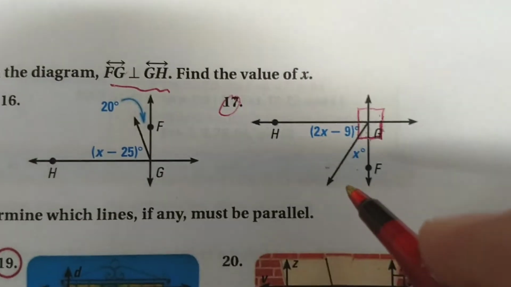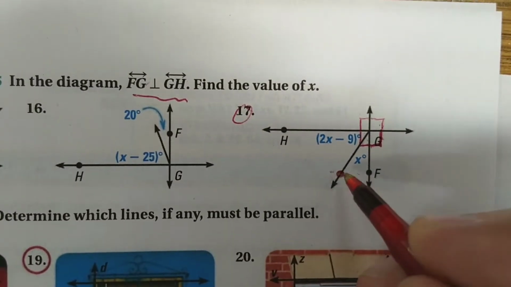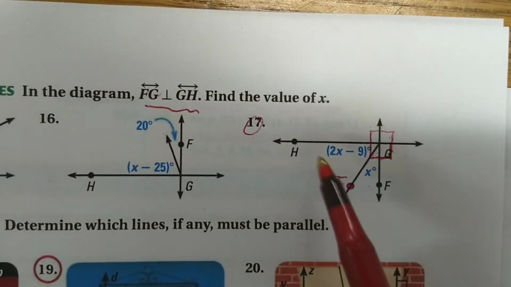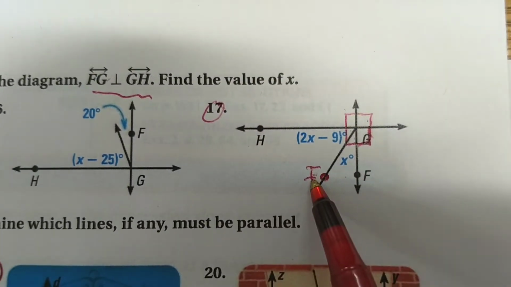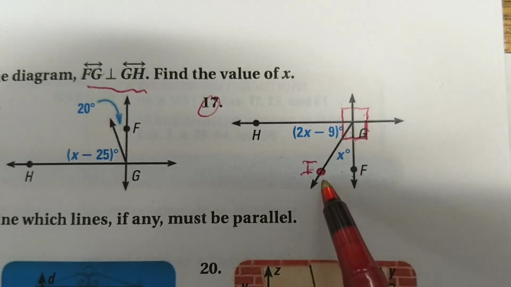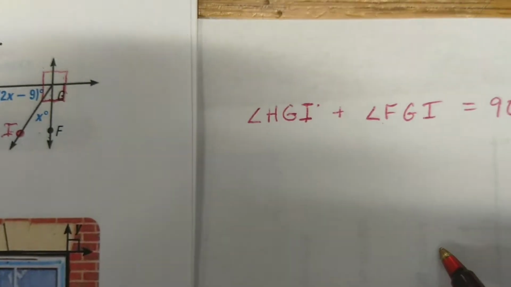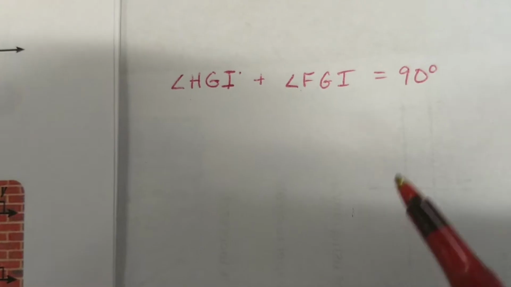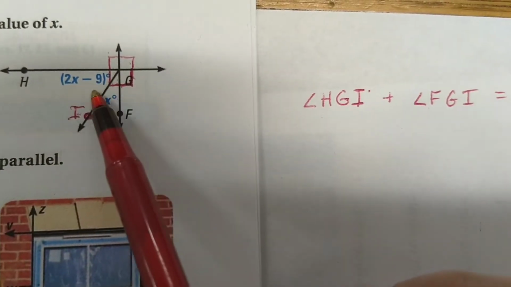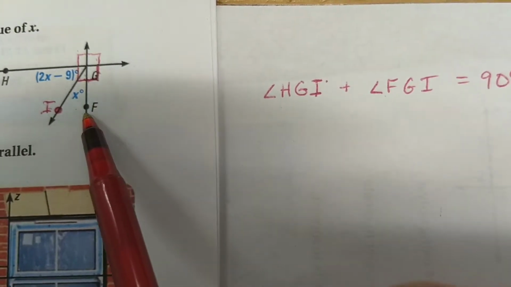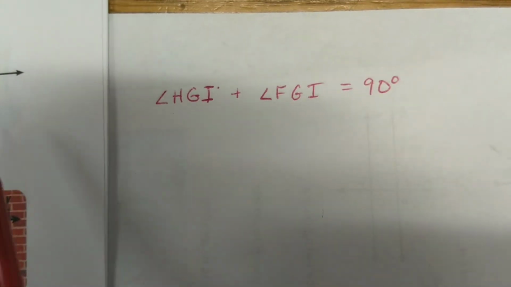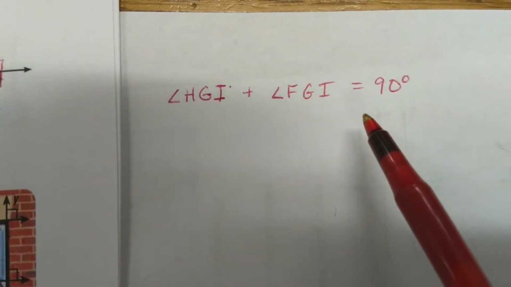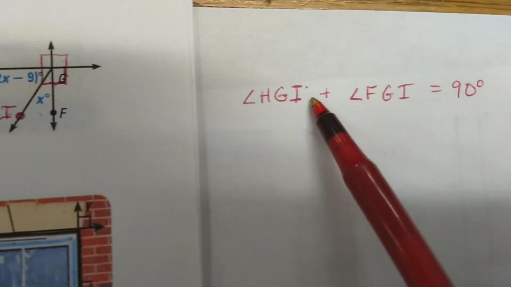For the sake of communicating those angles, I'm going to put a point out here and call it I. That way I can call this HGI, and I can call this one FGI. Okay, because this would be my equation that I'd set up. Angle HGI, which is this guy over here, and angle FGI, this one in here, have to equal 90 degrees. Once you've got that set up, you know that smaller angle plus the other smaller angle equals 90. Just plug in what you know.